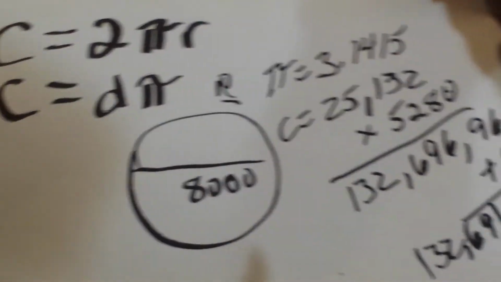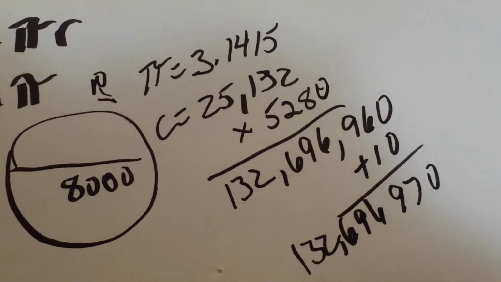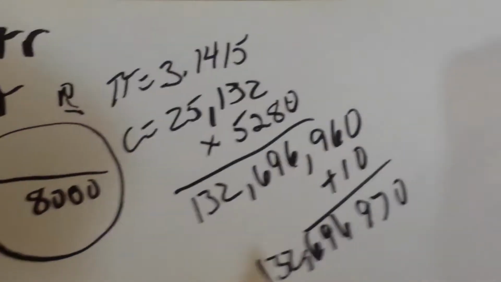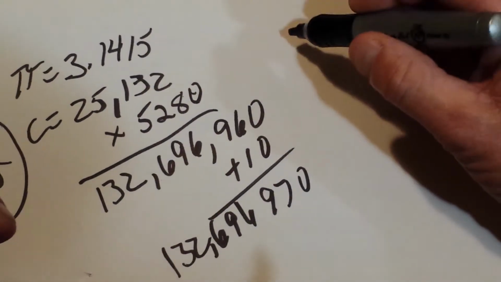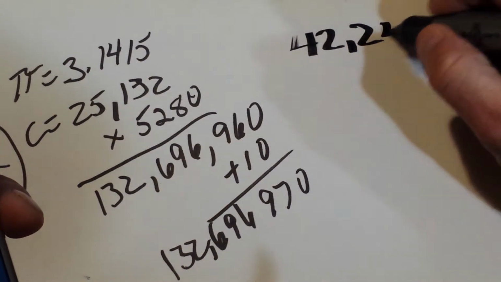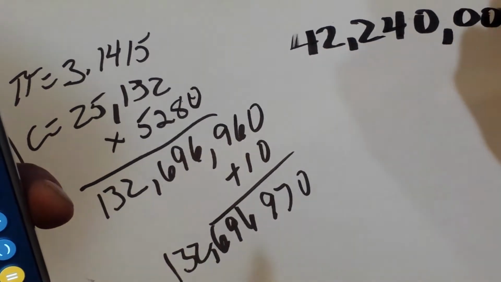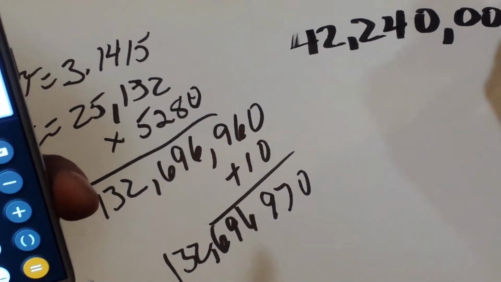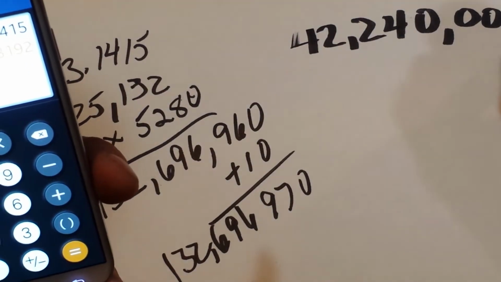And just using our simple math equation, we're going to divide by pi, 3.1415, and you're going to end up with 42,240,003.183.